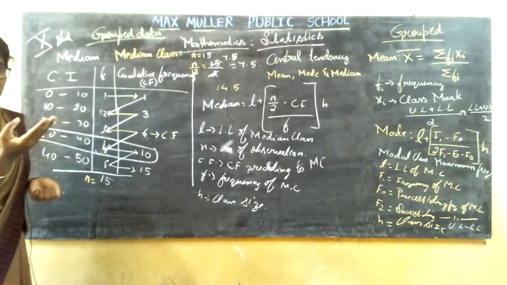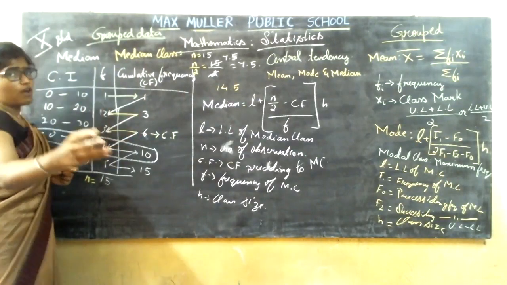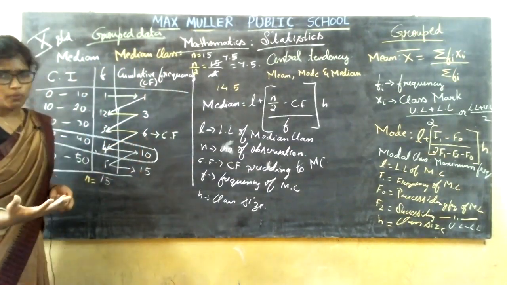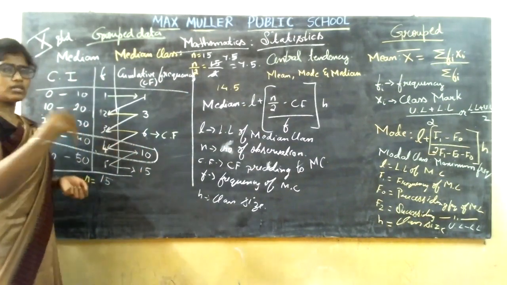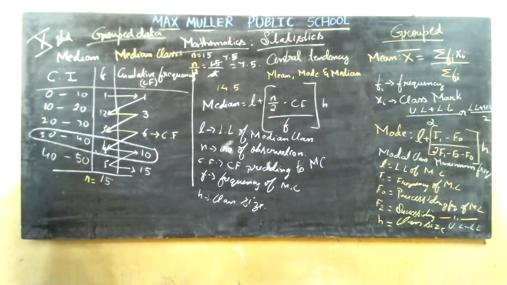Now, what is the next thing you are going to do? The next tabular column is cumulative frequency. It is your wish, children. First, you can find out everything and then come to the formula, which is good, or you can go step by step, which is also good. It is the easiest way, and you can proceed like that.